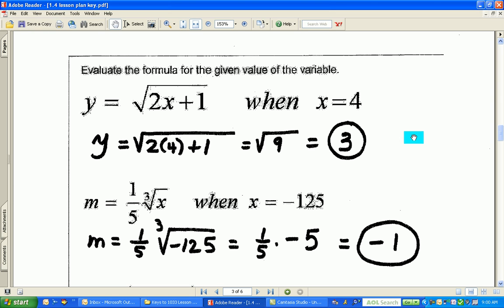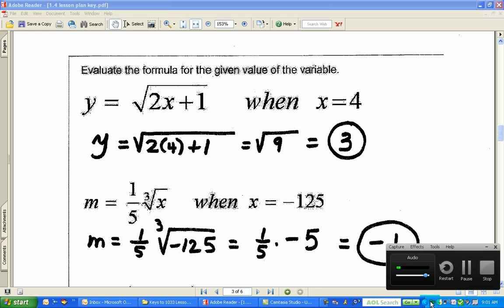Okay, evaluate the following formula given a value of the variable. I'm going to go ahead and stop this segment and pick this up on the next video. So I'm going to end right now. This will be the end of 1.4 part 1.